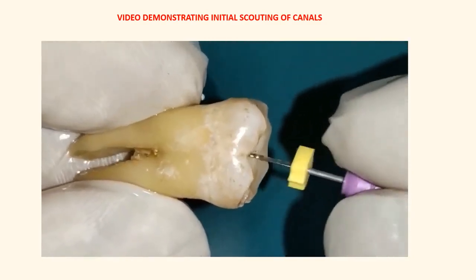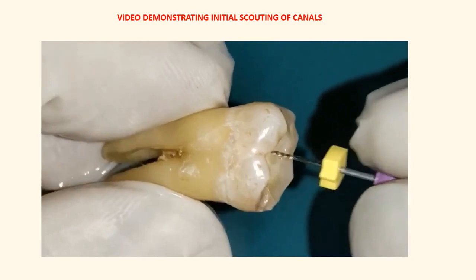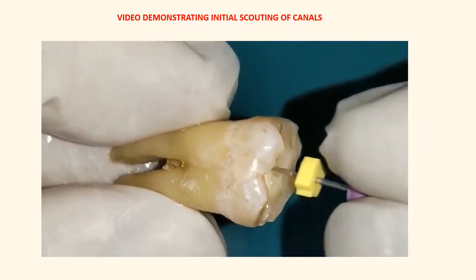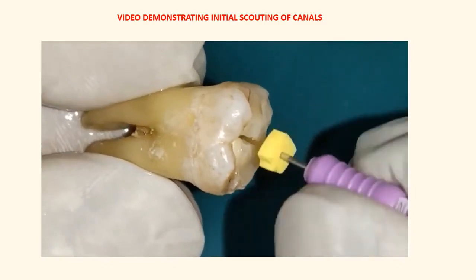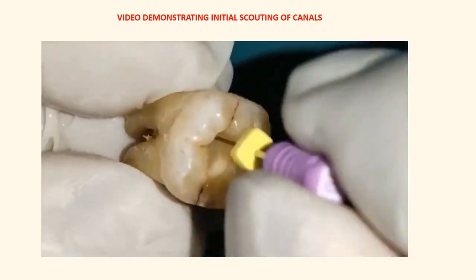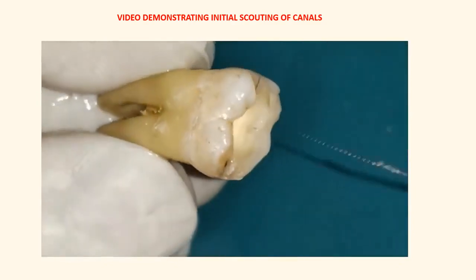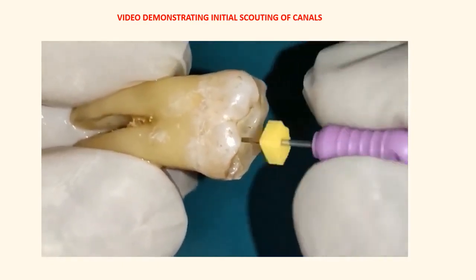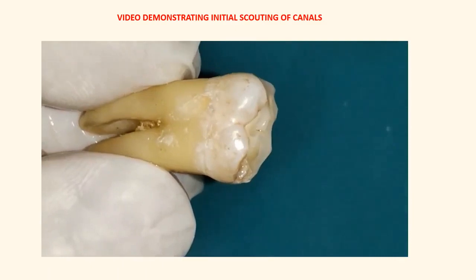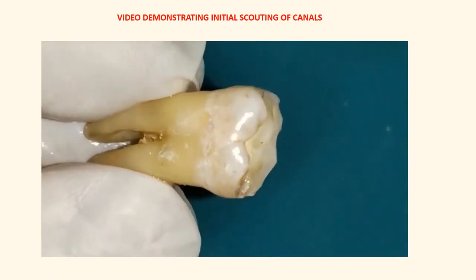Use very minimal watch winding and gentle up-down motion. Here we simply want to give ourselves a sense of flow within the canal, to gain a sense of confidence within the canal, knowing there are no calcific barriers. If you feel any resistance, then consider changing the scouting file to number 6 or perhaps even better a C plus file, which has an active cutting tip and is stiffer.